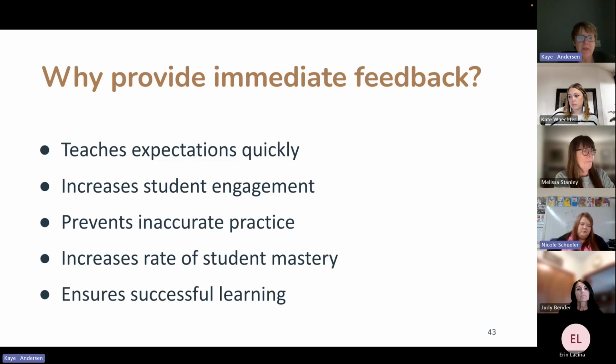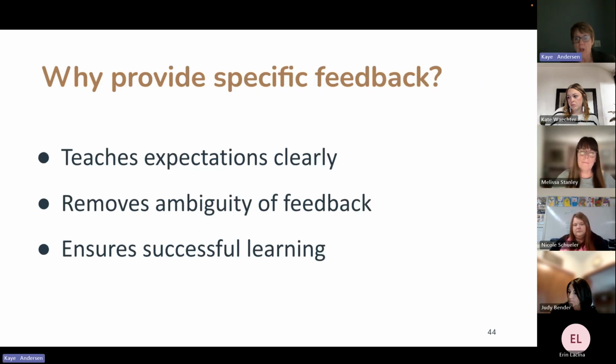Why should we provide immediate feedback? We've touched base on a little bit of these things already, but the number one reason is because it increases the rate of student mastery. Right now, we only have about 40% of our kids proficient. If we can give them more immediate feedback and practice is more perfect, we're going to ensure much more successful learning.